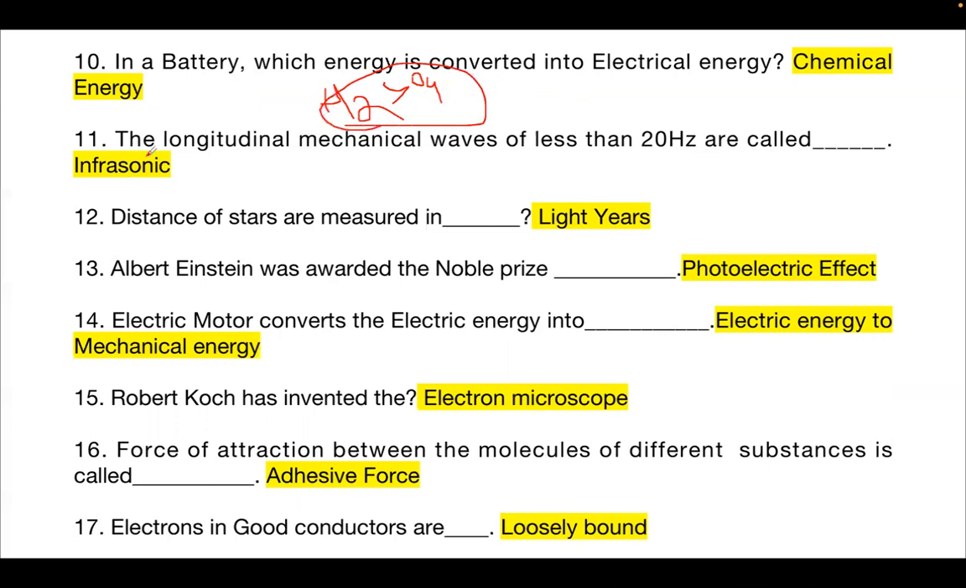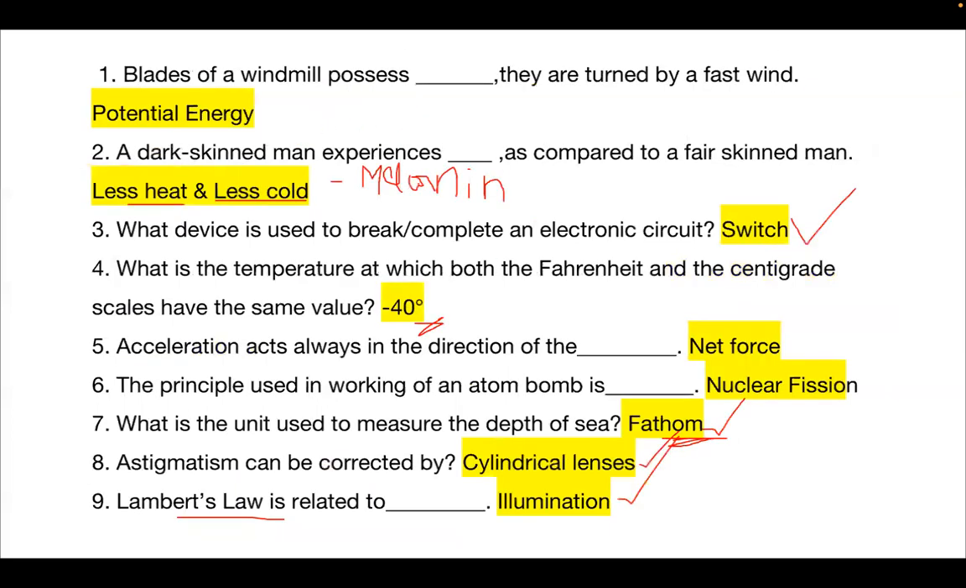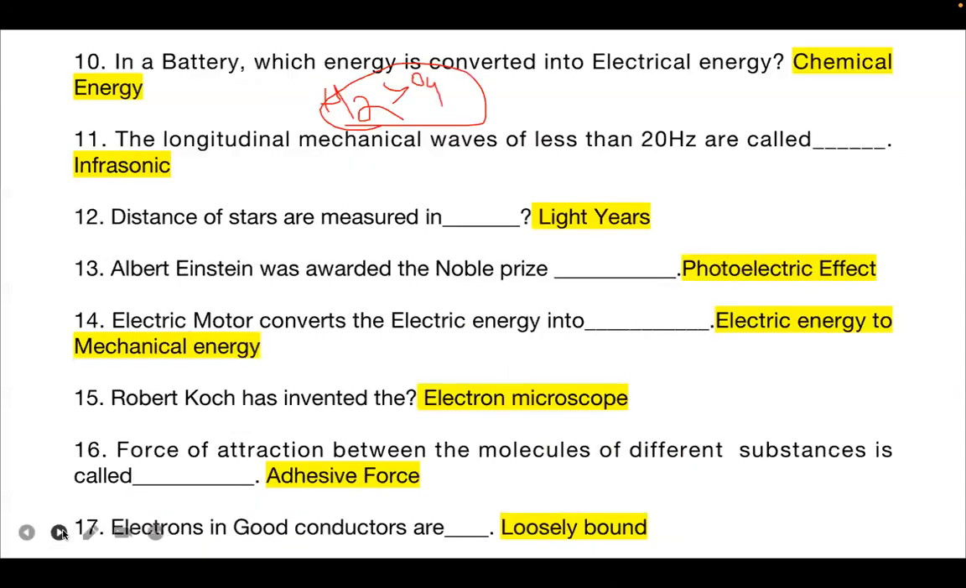Okay. And the next question is, the longitudinal mechanical waves of less than 20 Hz are called. So these waves are called infrasonic waves. Okay. Distance of stars is measured in light years. So Albert Einstein was awarded the Nobel Prize for what? So for the photoelectric effect, Albert Einstein was awarded the Nobel Prize.